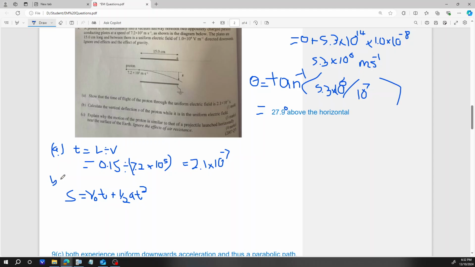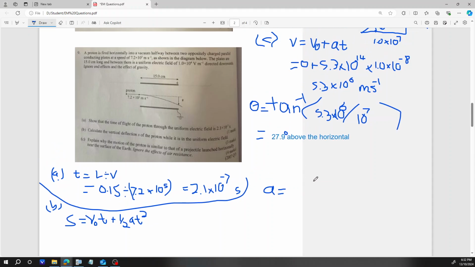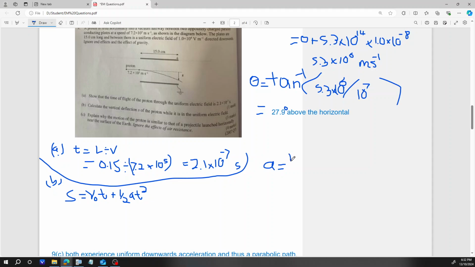So I'm here, part B. Cut myself out a little space. That is all part A now. Let's answer the question quickly. Okay, so we've got that. Okay, so a is equal to F on m, but that is Eq on m, so E, and we're given the electric field strength, not the voltage.